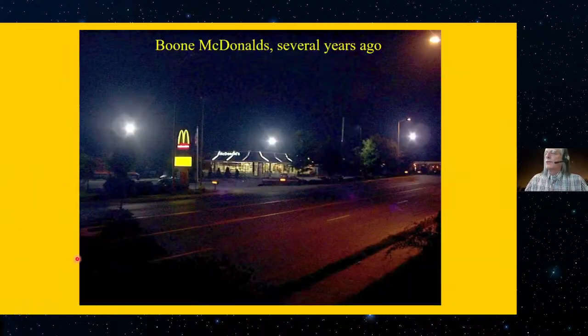This was a picture of our McDonald's restaurants several years ago. And you can see they were using floodlights on the corners, leased, ironically, by the university-owned New River Light and Power, and kind of flooding the area, hence the name, and the sky as well.